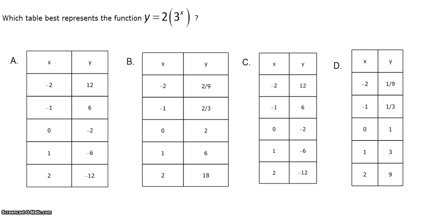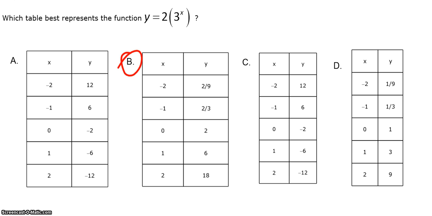Okay, next one. Which table best represents the function y equals 2 times 3 to the x? The fastest way to do this test question is to type in your y1, 2 times 3 to the x, just like you see it, and then go ahead and hit second graph. When you do that, the only graph that matches is B.